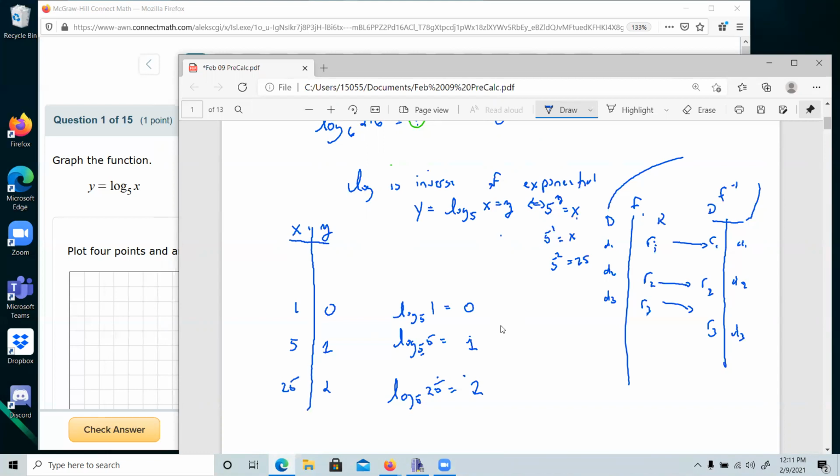How about y equals -1? So we're going to do 5 to the -1. What's that? That's 1/5 or 0.2. I'm going to say it's 1/5. So log base 5 of 5 to the -1, or 1/5, is equal to -1.